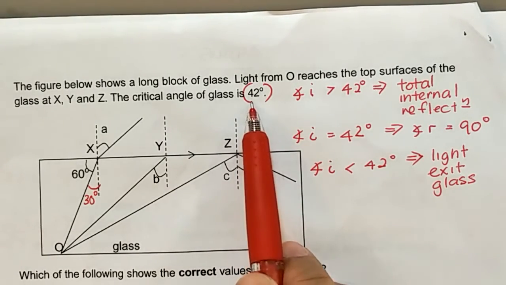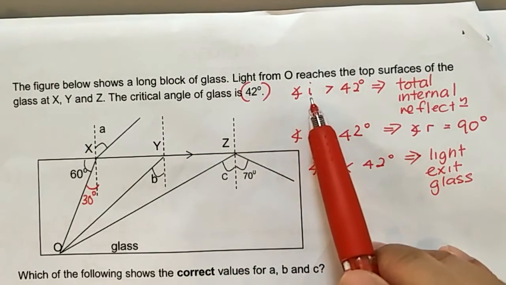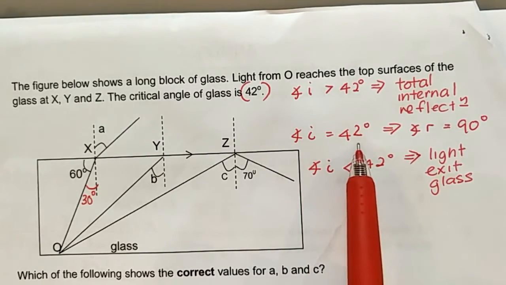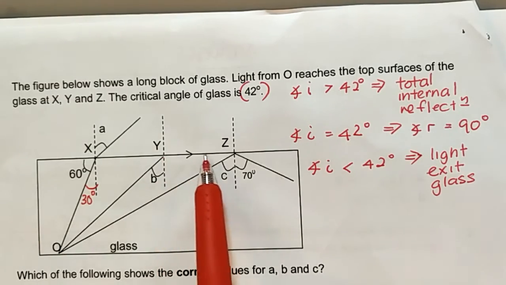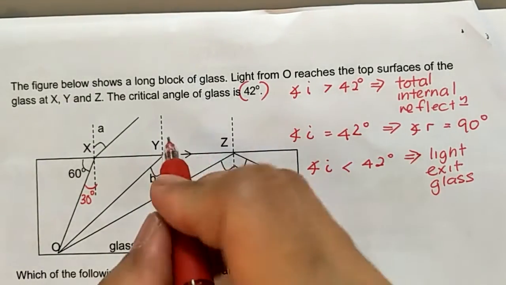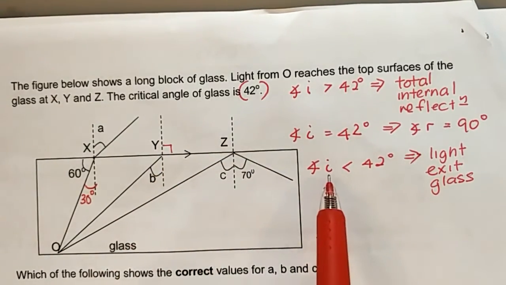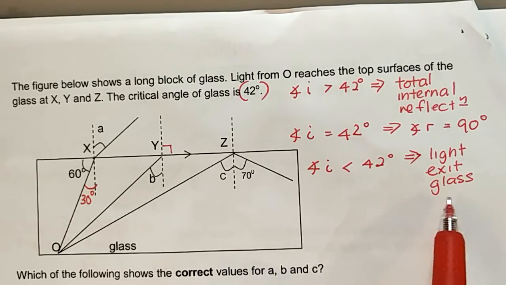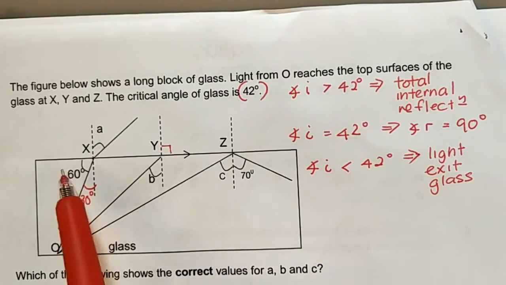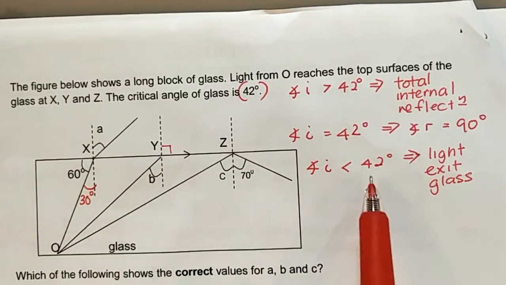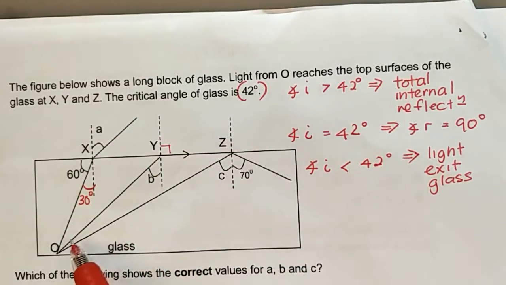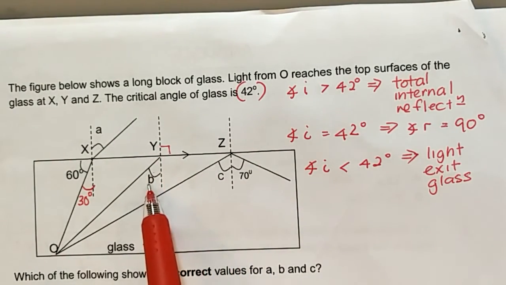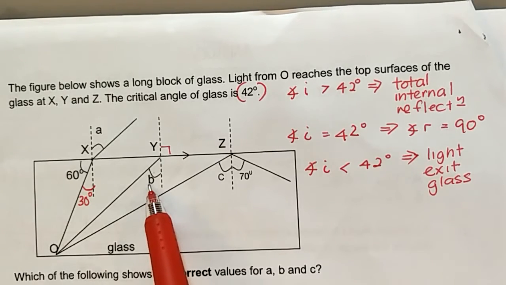Since the critical angle is 42, recall that if the angle of incidence is more than 42, you get total internal reflection. Equal to 42, the light ray will be moving along the interface like that, at 90 degrees. And if the angle of incidence is smaller than 42, the light will be able to exit the glass, move out of the medium. So in this case, when we calculate, 30 is less than 42, so the light ray should go out. For B, because the light ray is at 90 degrees, I know that this must be the angle of incidence, so that should be 42.